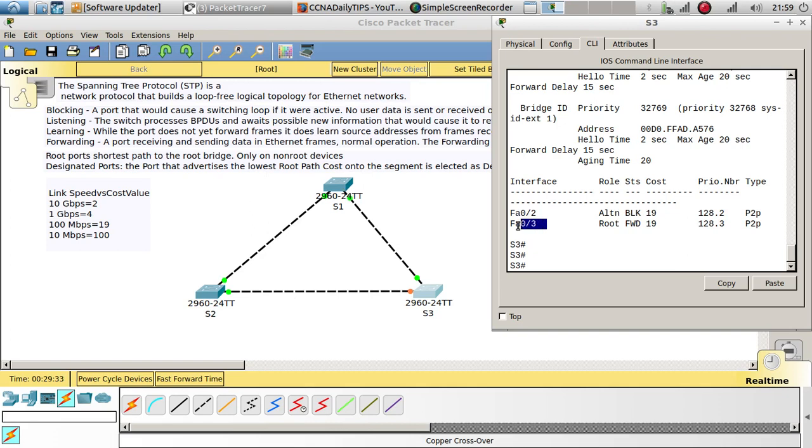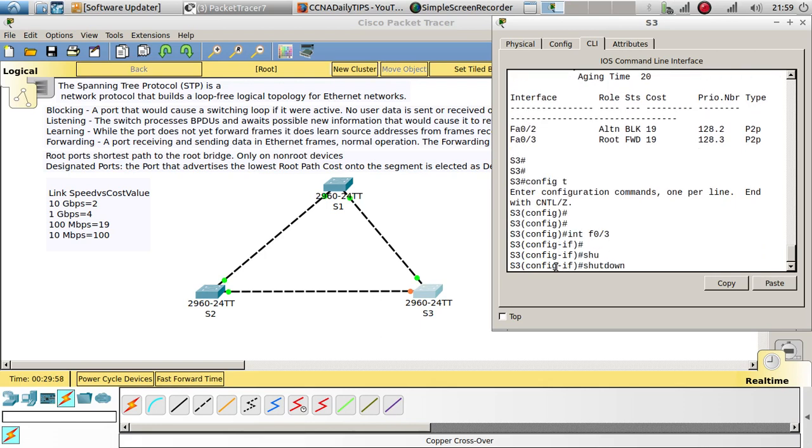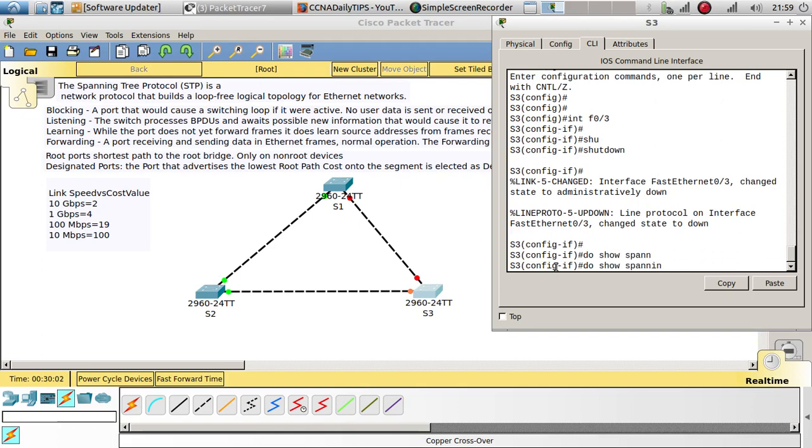And so you can see that FastEthernet 0/3, which is this one over here, which is the closest one to the root bridge over here, became the root port, and it is in the forwarding state, and the cost for it is 19. So what happens if we shut down this FastEthernet 0/3? Let's go ahead and take a look at that. On FastEthernet 0/3, let's do a shutdown, and do show spanning tree from here.